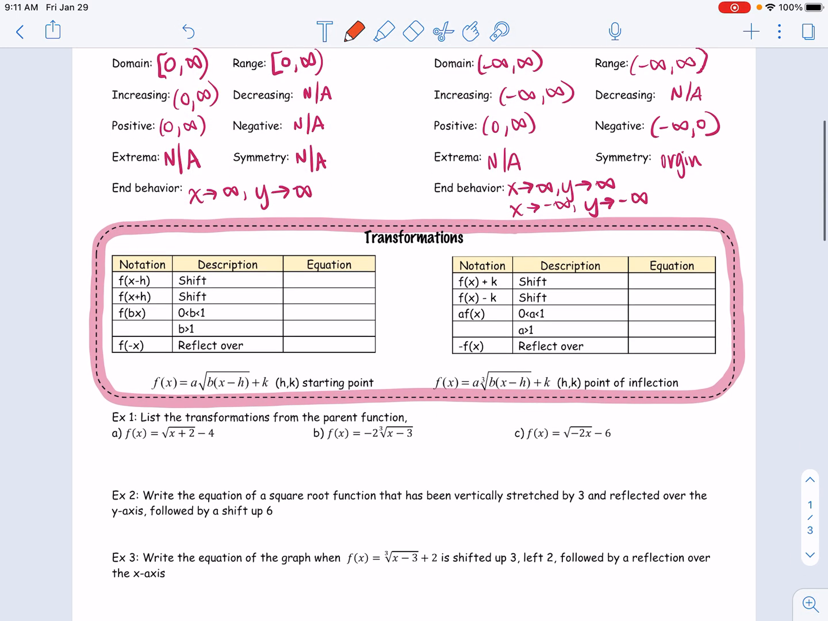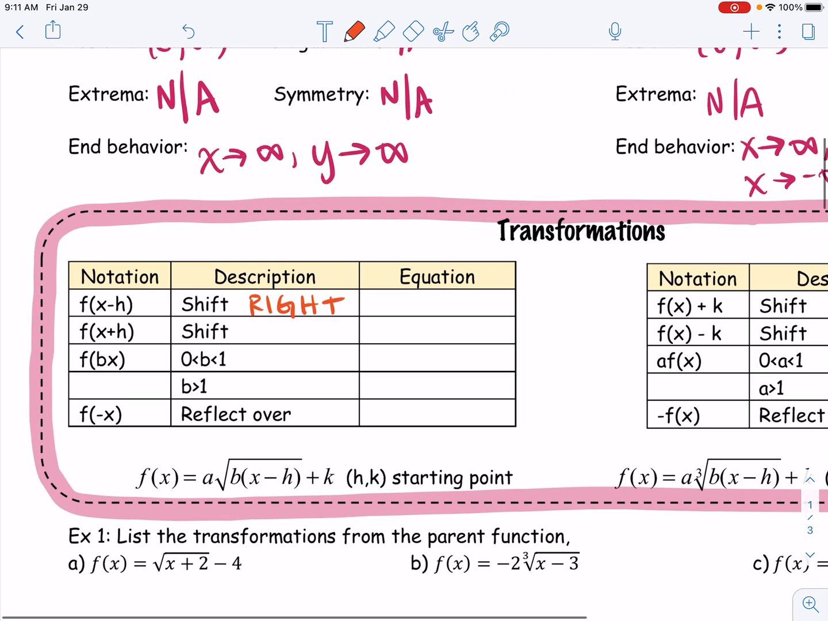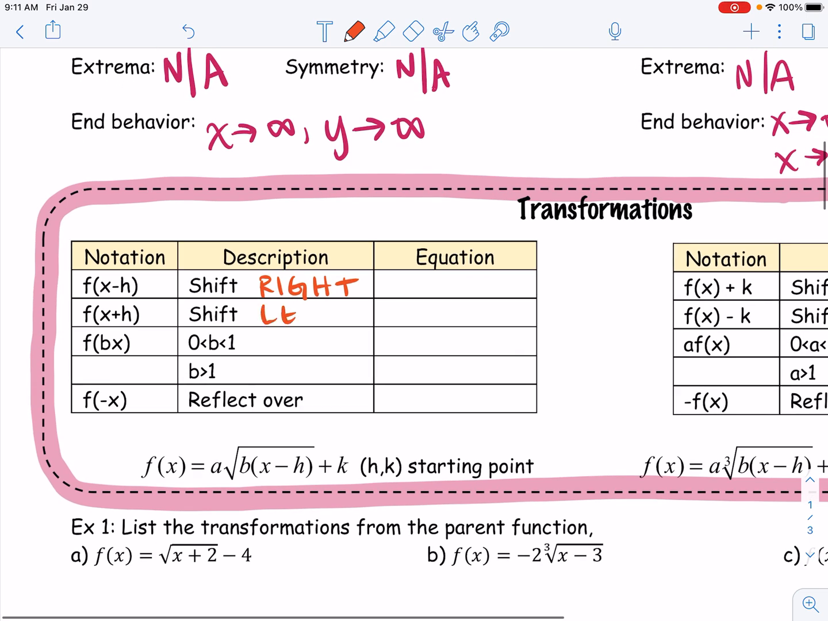If I'm subtracting something inside the parentheses, that means we're shifting right. If I'm adding something inside the parentheses, we're going left. If I'm multiplying inside those parentheses a number less than 1 but bigger than 0, horizontal stretch. Bigger than 1, horizontal compression. A negative inside that parenthesis is going to be a reflection over the y-axis.